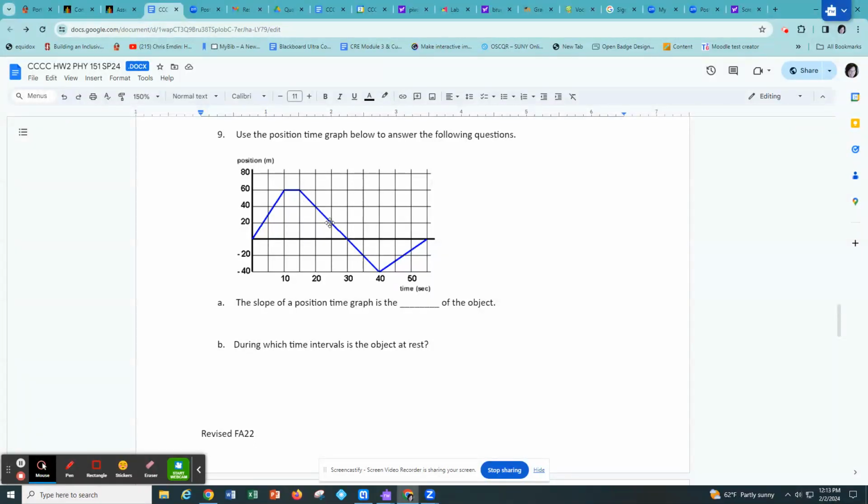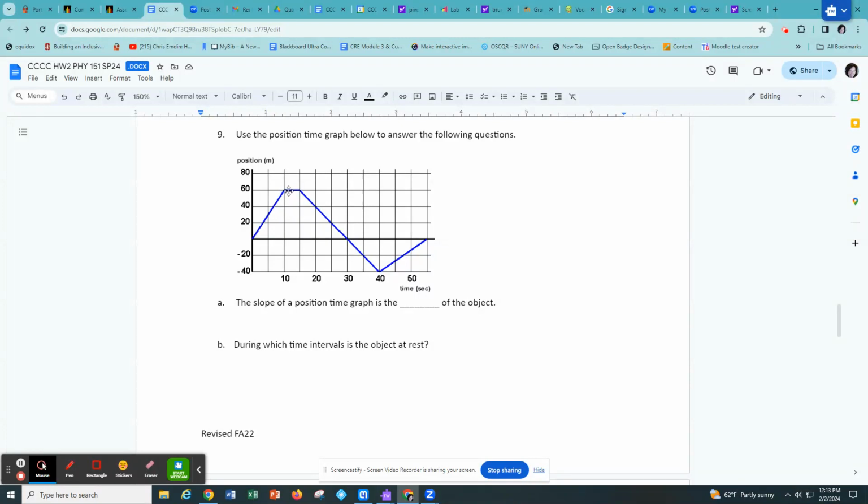Now, notice that on this graph, there are negative position values. That means that if an object is at negative 20 meters, say at 35 seconds, it is 20 meters behind the reference point or the start point. If it's at negative 40 meters, it's 40 meters behind where it started.